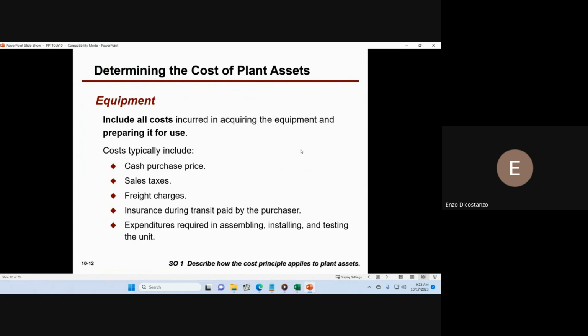But you can save a little bit if you have a little bit of electrical engineering skill, which I've never had. Anyhow, these are all the costs incurred with purchasing equipment: tax, freight charges, insurance if it needs it.